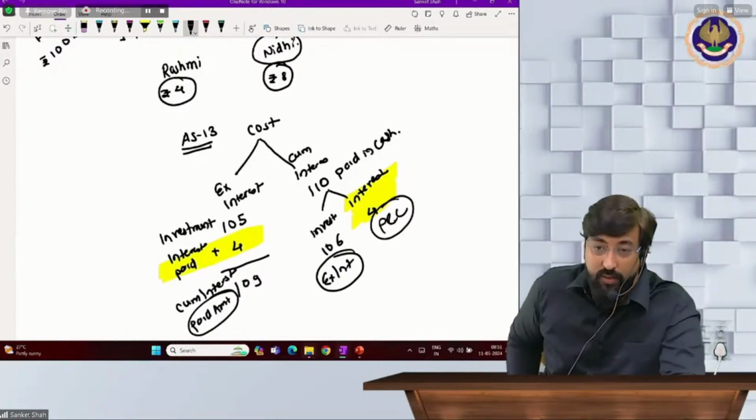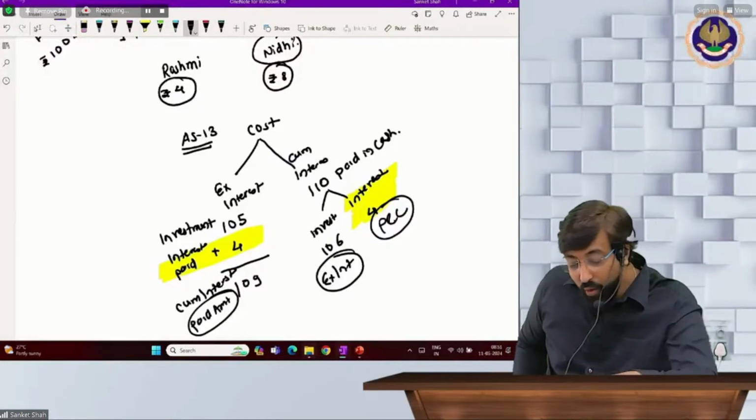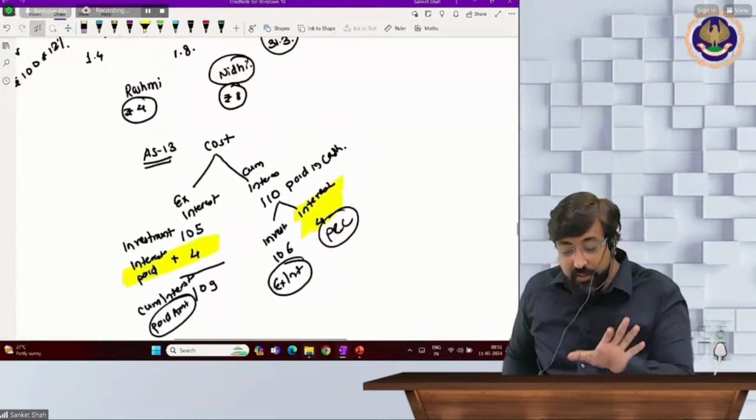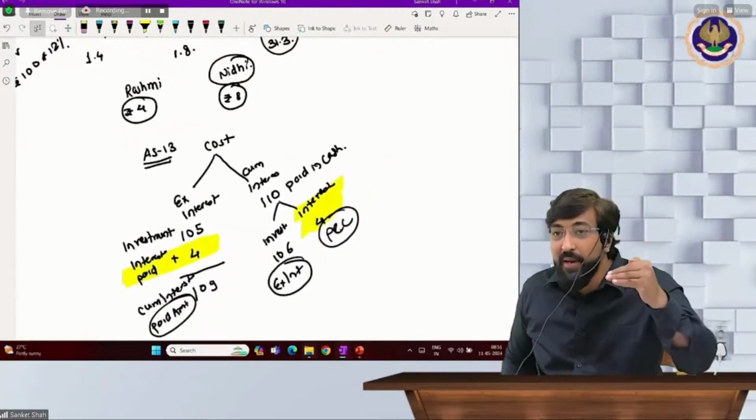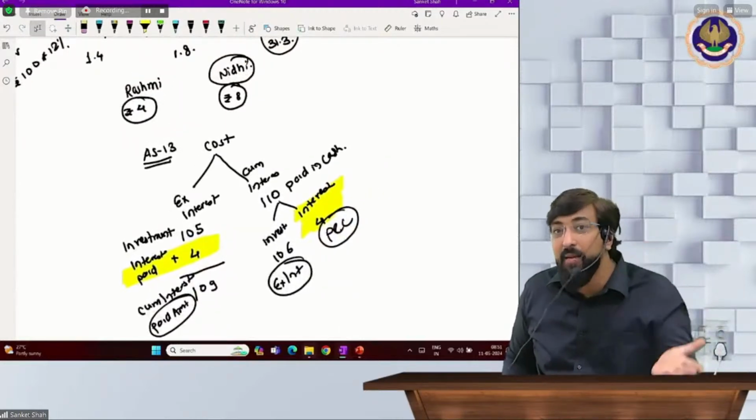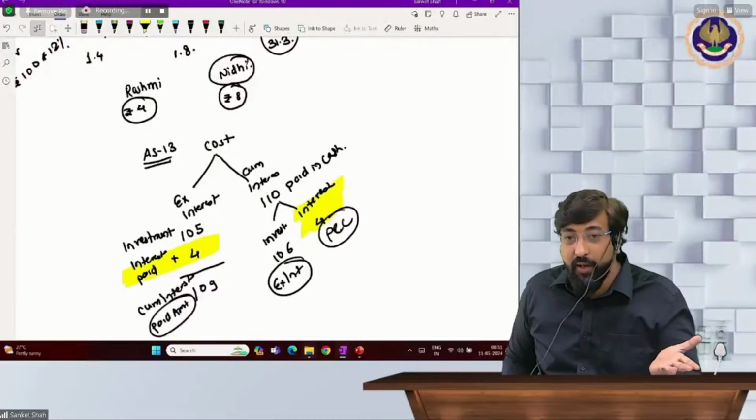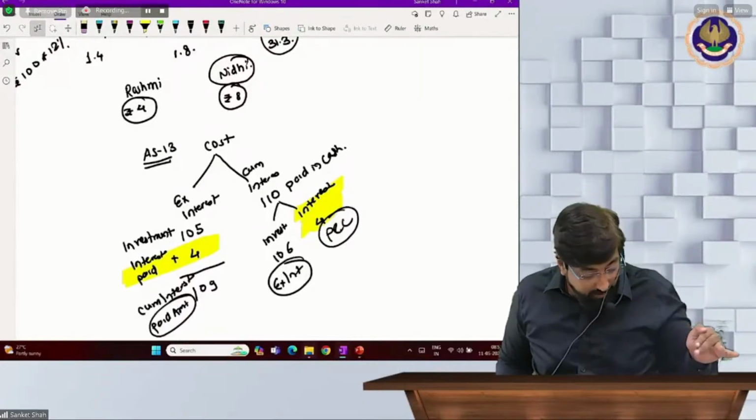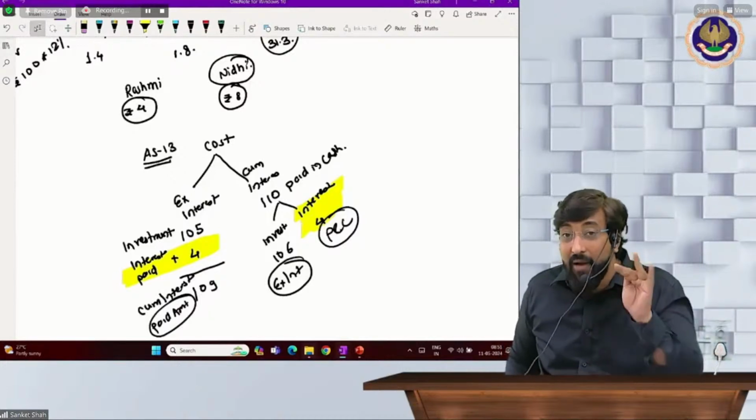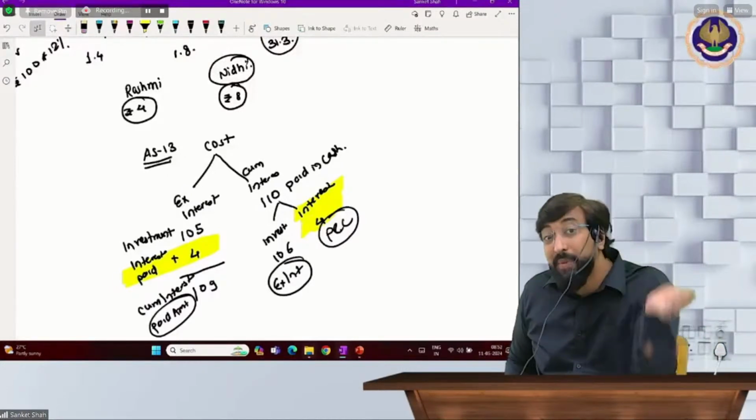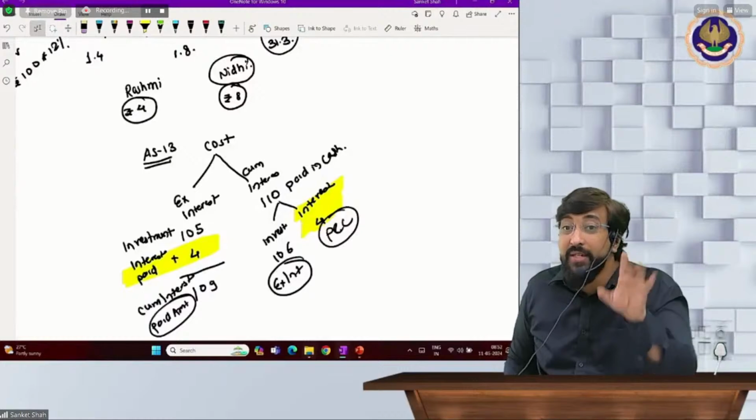This is the logic. Now, how am I going to book this? See, this is the concept. 4 rupees I am going to pay as interest, and the remaining balance is my investment amount. If it is ex interest, I will pay the investment amount balance plus the interest amount balance. So payment is always cum interest.